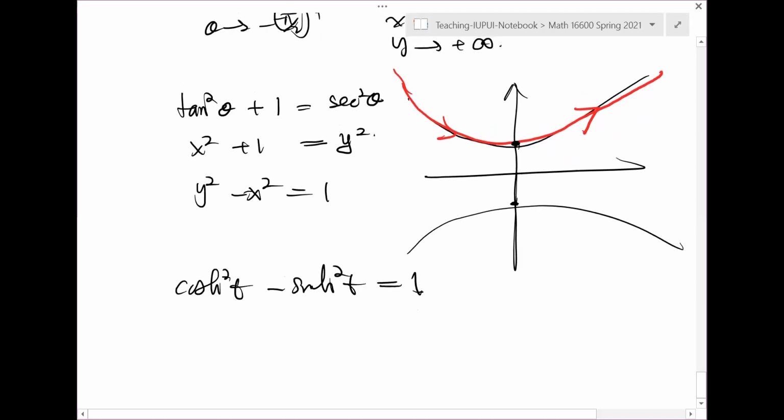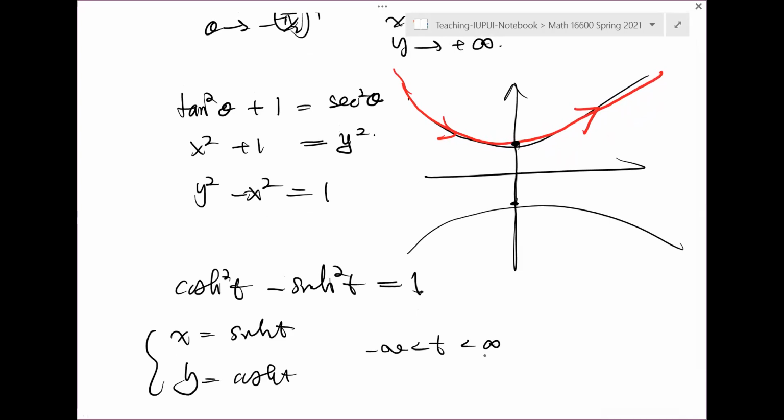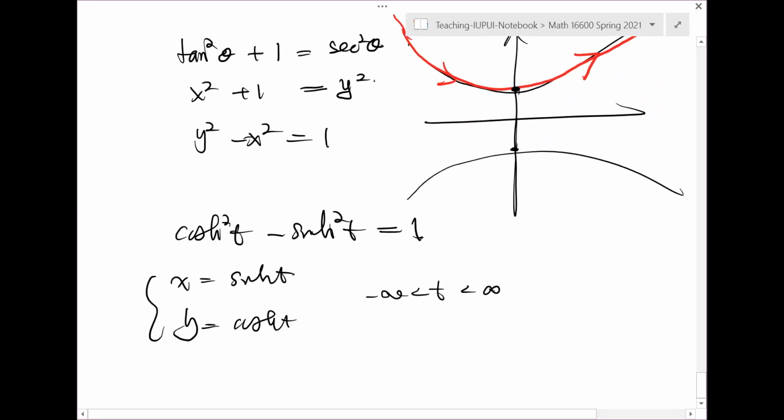So for the same equation, I can let x be hyperbolic sine t, y equals hyperbolic cosine t. That's why this function is called hyperbolic sine t, hyperbolic cosine t. Okay, t is from negative infinity to positive infinity. So this is another parametrization for the same curve, right? For the same curve. So there are two different ways to describe the top piece of the hyperbola.